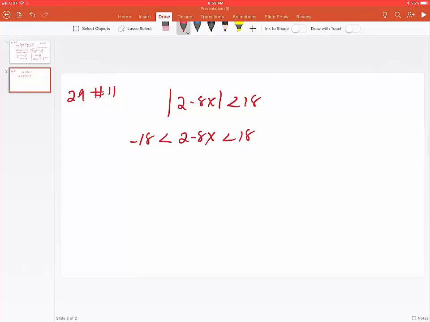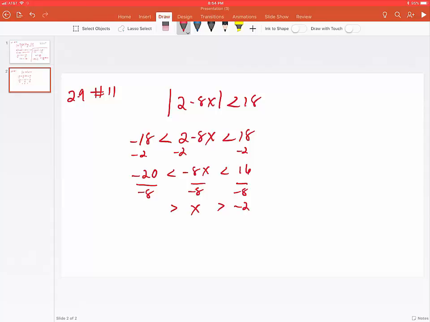And so at this point, what I'm going to do is subtract 2 from the left, the middle, and the right. So this is going to be negative 20 is less than negative 8x is less than 16. Then what I'm going to do is divide everything by negative 8 so I can isolate my variable. And when I do that, remember that my symbols have to change directions.